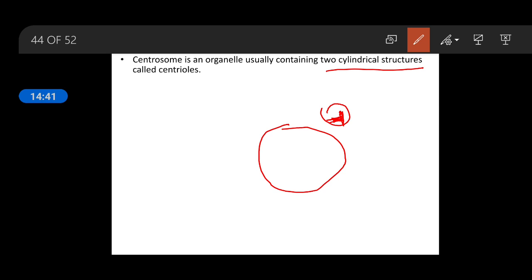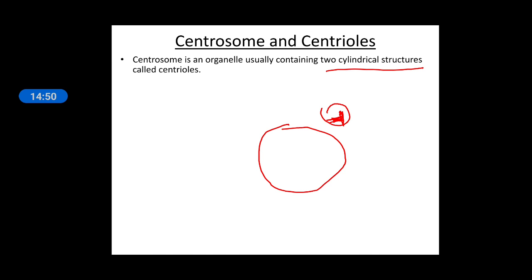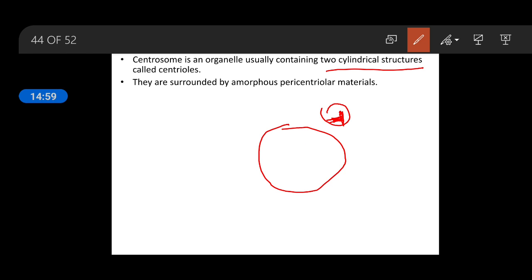Okay, the centrosome itself is not surrounded by any membrane, it is a membraneless structure, both centriole as well as centrosome. They are surrounded by amorphous pericentriolar material. Around the centrosome there is only the amorphous material. Amorphous means some powdery or liquid-like material is present at the periphery of this centriole, but not any membrane.